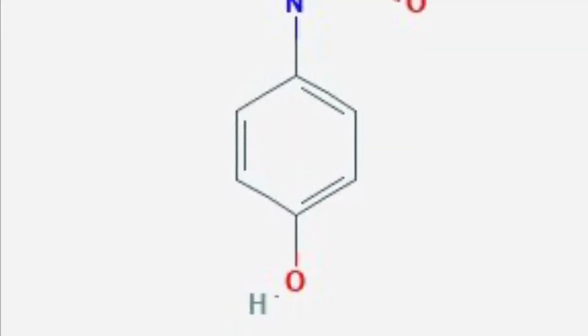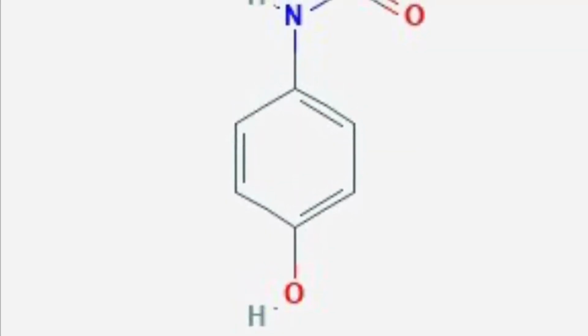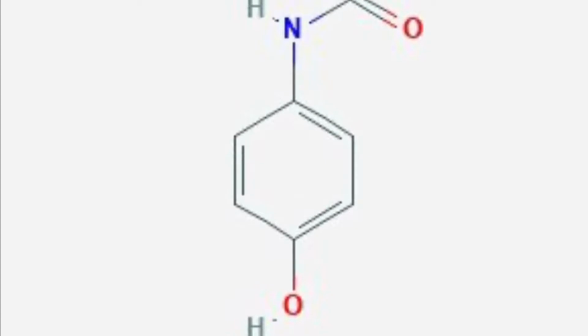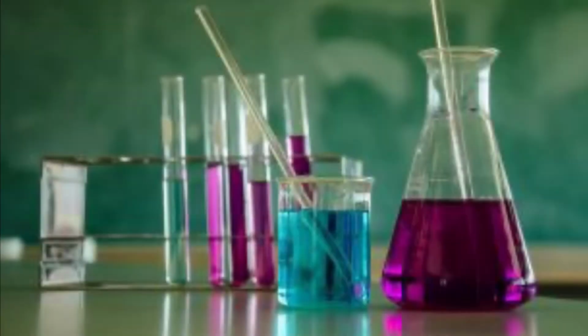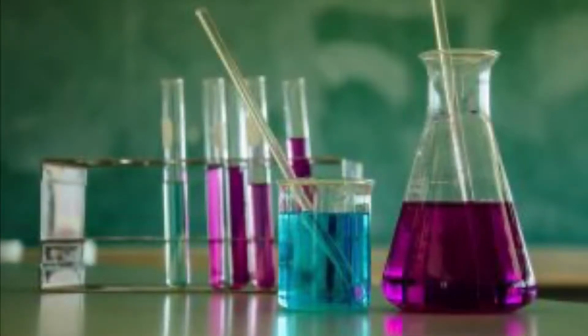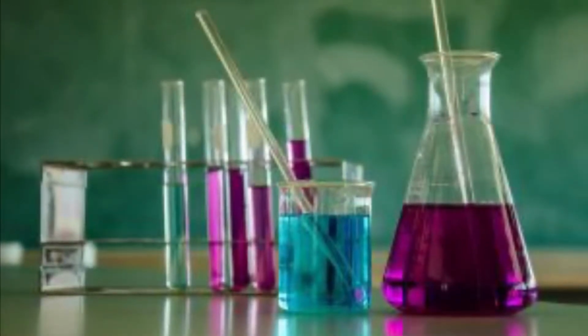The functional groups present in an acetaminophen molecule are the hydroxyl group, the amide group, and the aromatic group, also known as benzene rings. So, Ateed, are there any major reactions involving Tylenol?